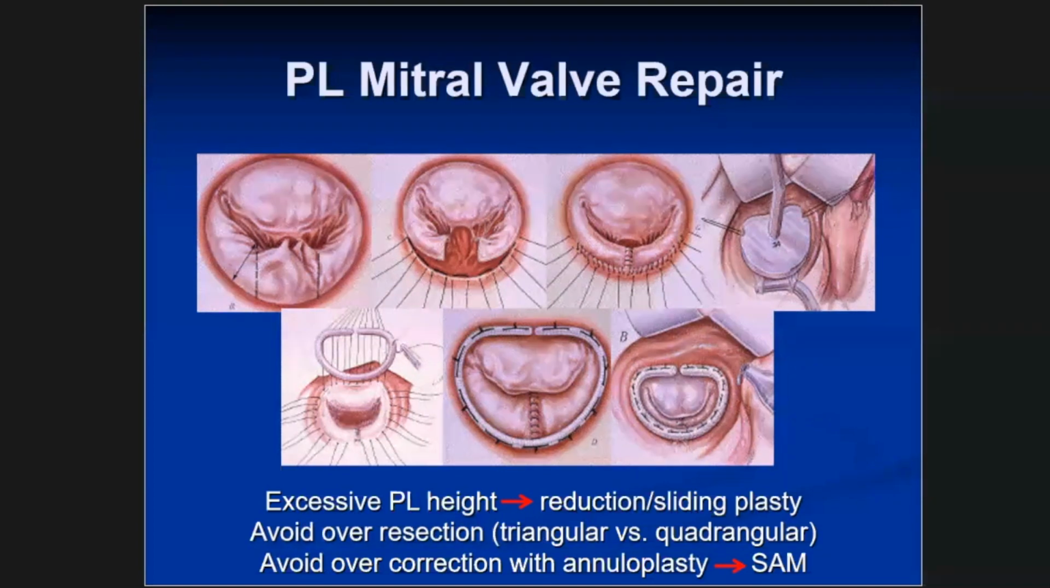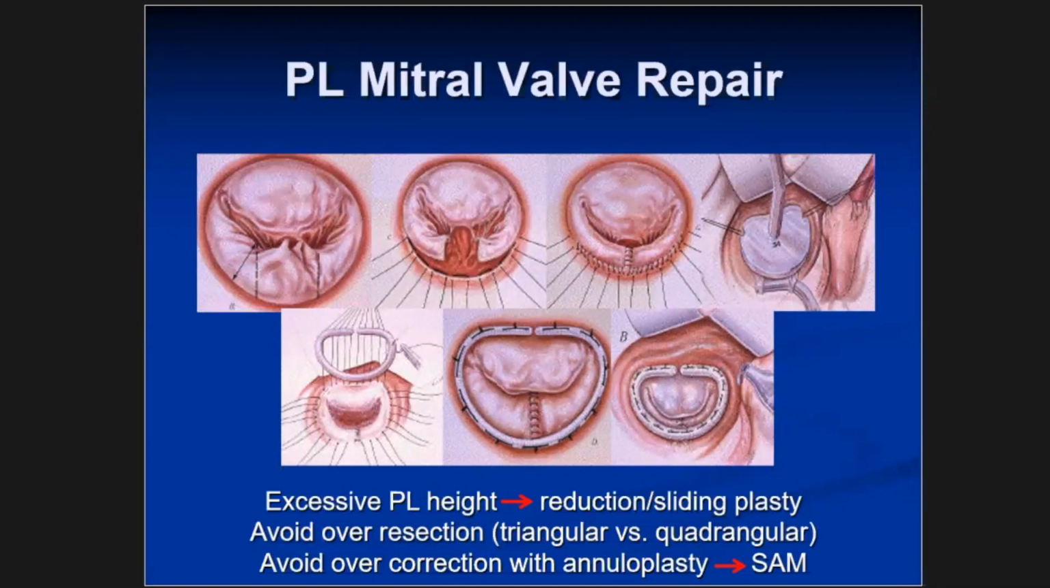Typically, this is the most common pathology, presenting itself with posterior leaflet prolapse, in this case flail. We would resect that segment, put the leaflet together, and reconstitute the leaflet. So we resect as much as a third of the leaflet to normal chords that are of normal consistency and length. If there is excessive leaflet height of the posterior leaflet, we can reduce the height of the leaflet. It's called a sliding plasty.